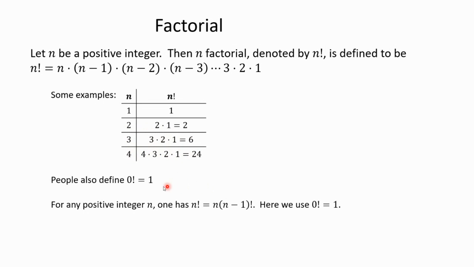Also, this is really more for convenience, but 0 factorial is by definition 1. Again, it's just a definition. What's nice about that is that n factorial can be thought of as n times n minus 1 factorial. It's what they call a recursive definition. In particular, if n was 1, you would have 1 times 0 factorial, and 0 factorial is 1, so you would still get this.